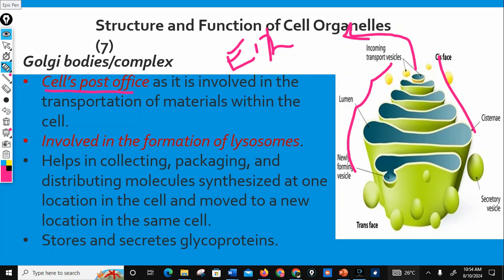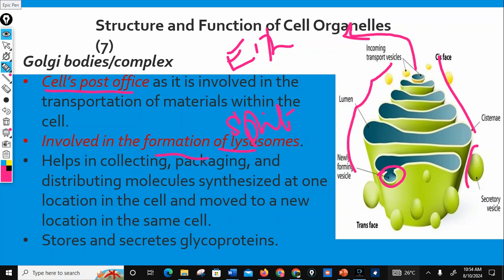Just know that they are called the cell's post office, and they are involved in the formation of lysosomes. The word lyse means split. We're going to get into it in further sections on the functions of the cell organelles. So it forms the lysosome essentially. You can see this vesicle that is pinching off here is going to form a lysosome. Most of the time it forms lysosomes.